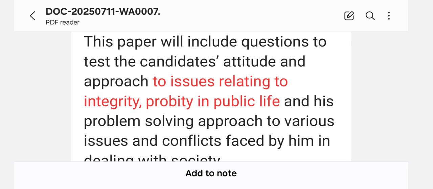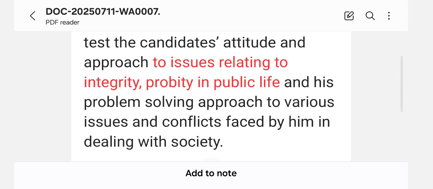So what is integrity? Integrity is a type of honesty when no one is seeing you. Whether you are honest with yourself or not, that is integrity. For example, you know you are right or wrong, and you cannot lie to yourself. That is integrity. It is different from honesty. Honesty is when someone is seeing you, whether you are honest with them or not. But integrity is when you are honest to yourself.